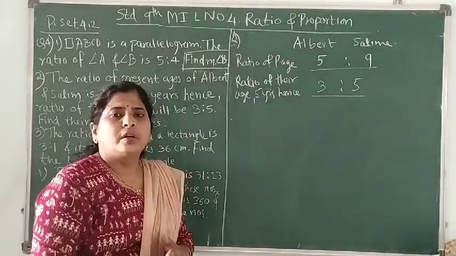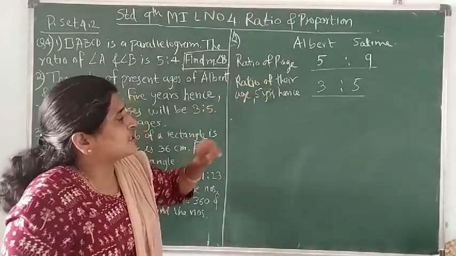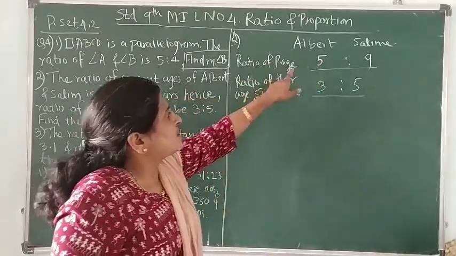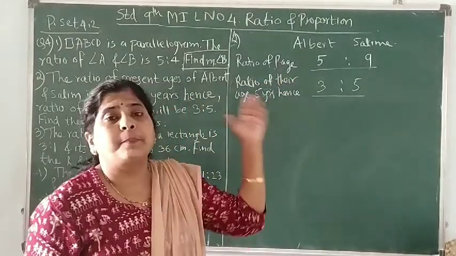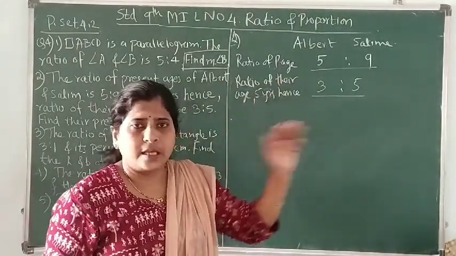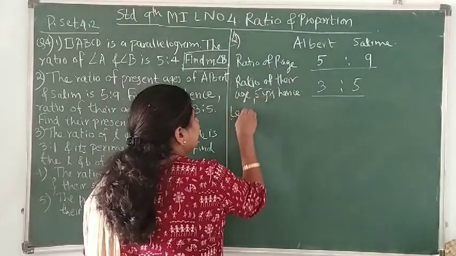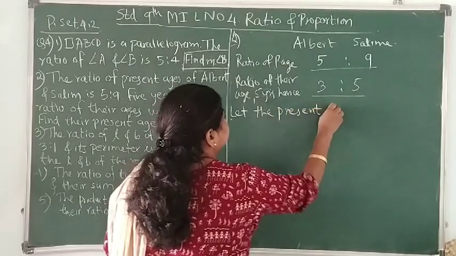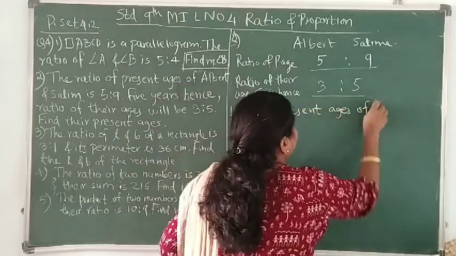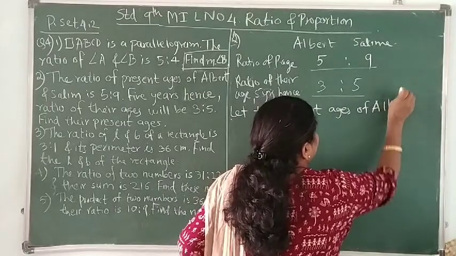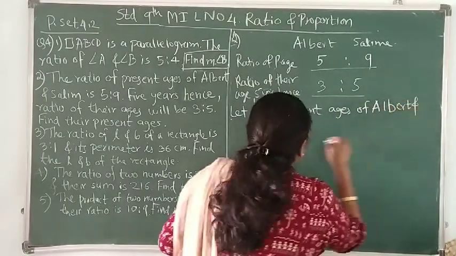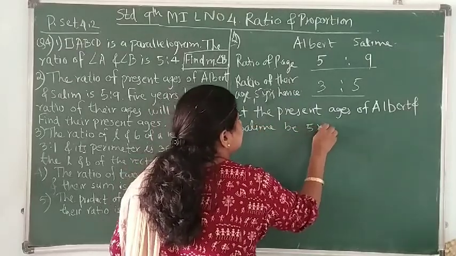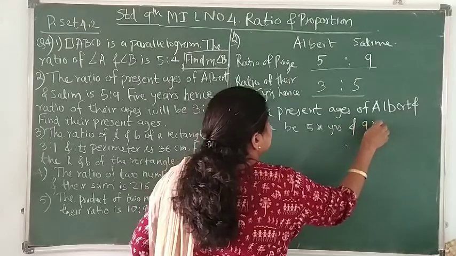Let's assume the present ages with the help of this ratio. Okay. So we can say that this ratio is 5:9. So like the ages we can multiply by a common multiple, say x. So we can write, let the present ages of Albert and Salim be 5x years and 9x years.